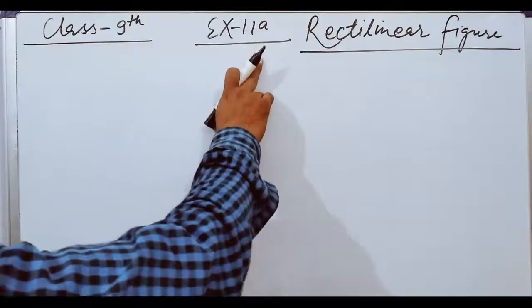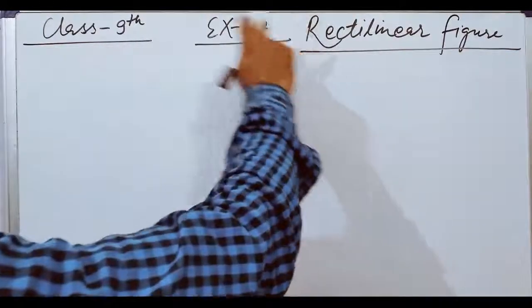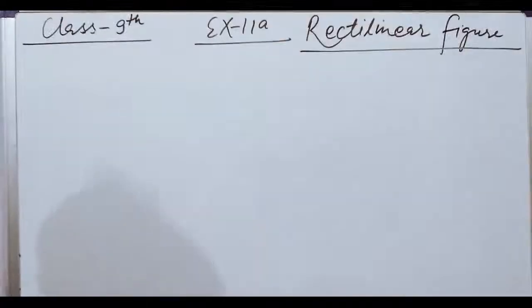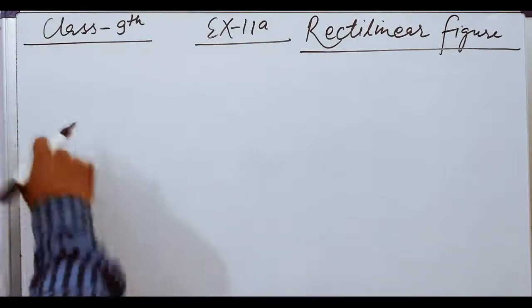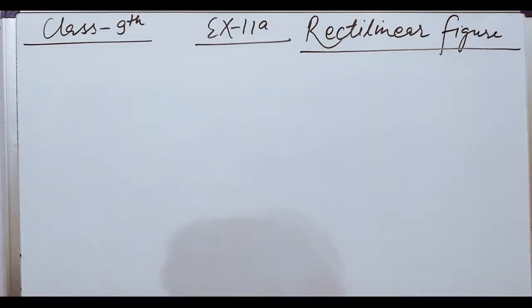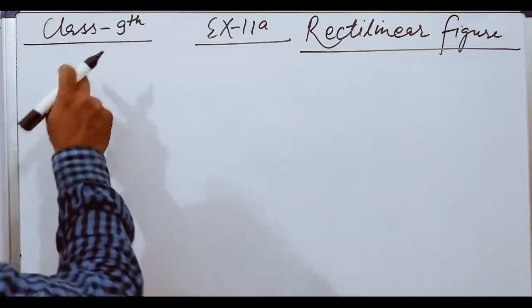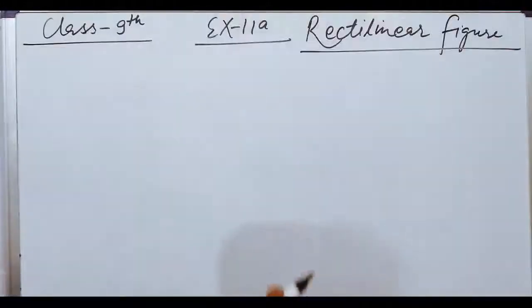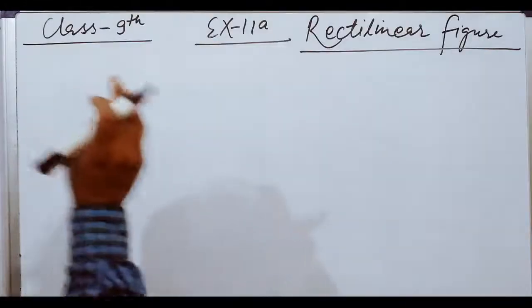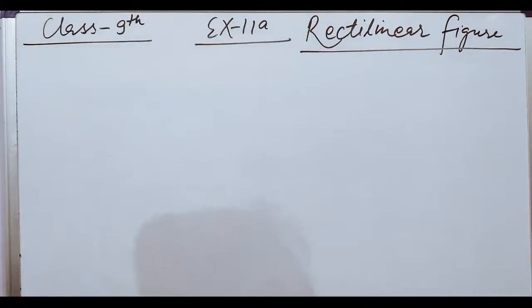Mind. Today I will teach you rectilinear figure, exercise 11a. What is a rectilinear figure? It means the figure bounded by straight lines is called a rectilinear figure, like triangle, rectangle, rhombus, square. These are rectilinear figures.